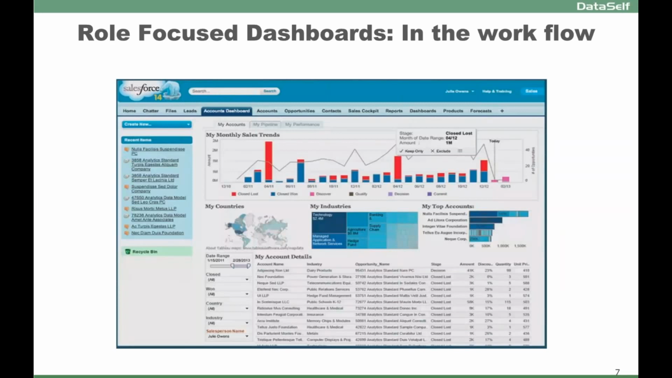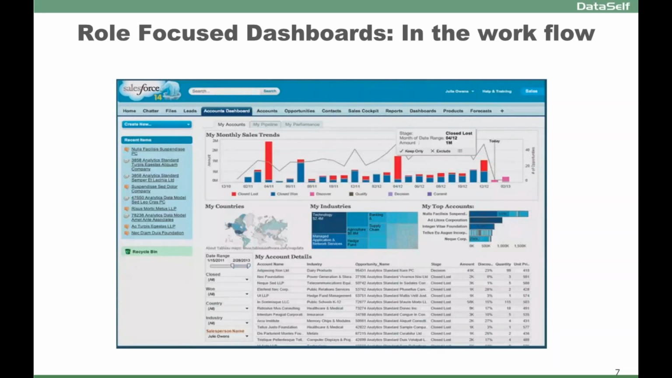Role-focused dashboards. One of the most valuable things to do for user traction, if you have a lot of users and you need them to look at the information you're putting together, your KPIs, is to actually put the reports and dashboards in their workflow. For salespeople, if they use a CRM system, Salesforce, Dynamics CRM, Sage CRM, doesn't matter, insert the reports and dashboards inside of their workflow. So they don't have to go somewhere else to look at the reports and dashboards.